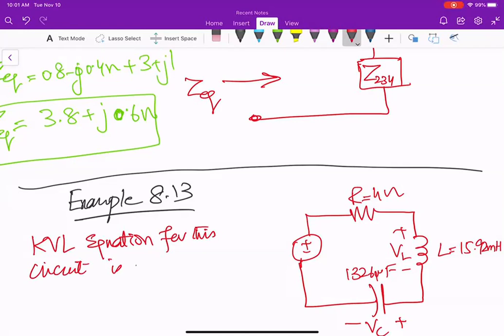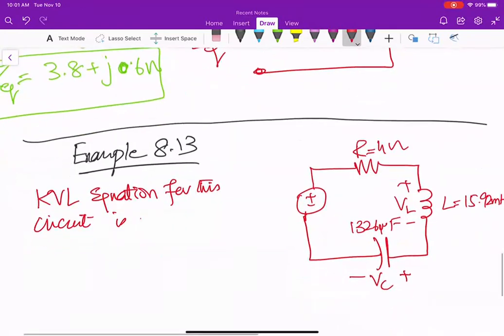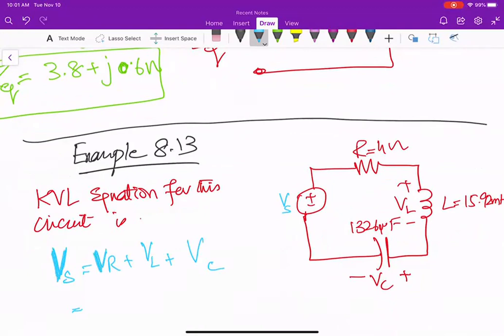Okay, so the KVL equation we will write is, if this is Vs, Vs is Vr plus VL plus Vc. Now we know that these are the complex forms, so these are in the bold form because they have in them angle and magnitude both. So this is the bold form. Now I am writing it.